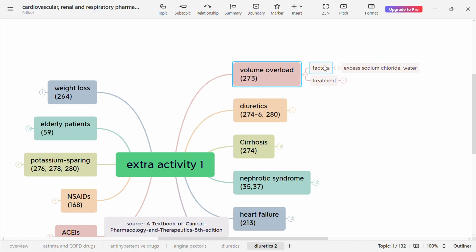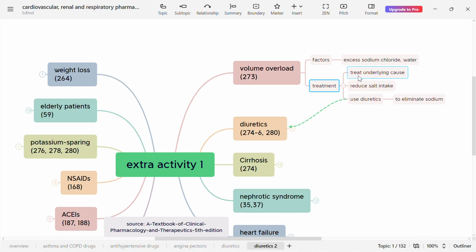So we have to study the factors. The factors of volume overload is the excess sodium chloride and also water in our body. So what are the treatments? They include we have to treat the underlying cause and to reduce salt intake, as well as we can use diuretics to eliminate sodium, because diuretics increase urine production as well as sodium ion excretion. So what are the uses of diuretics?